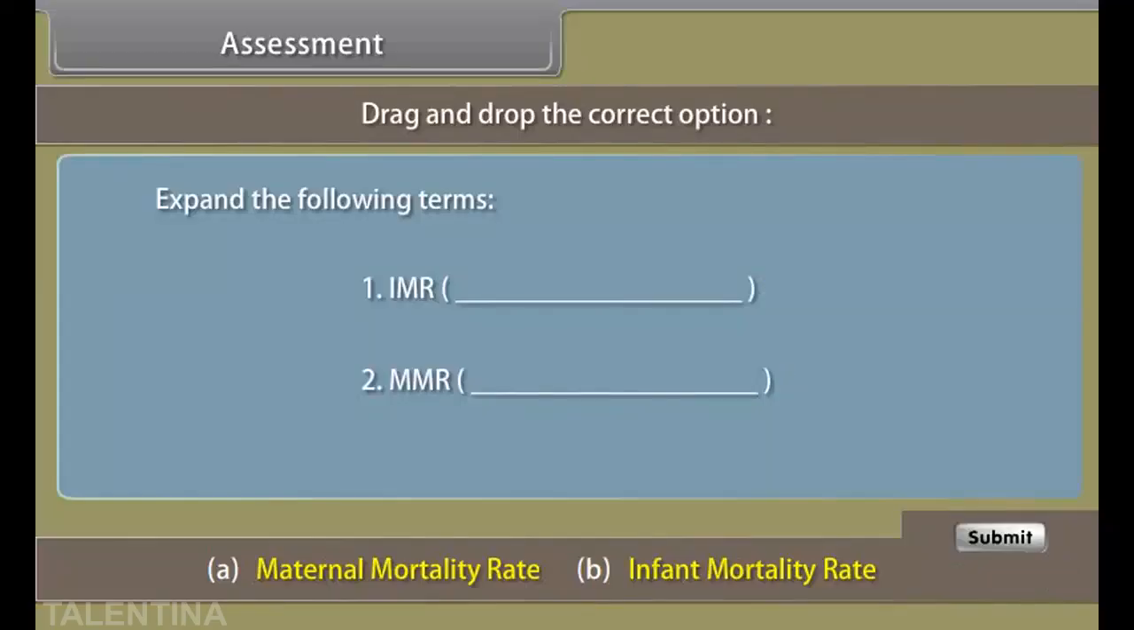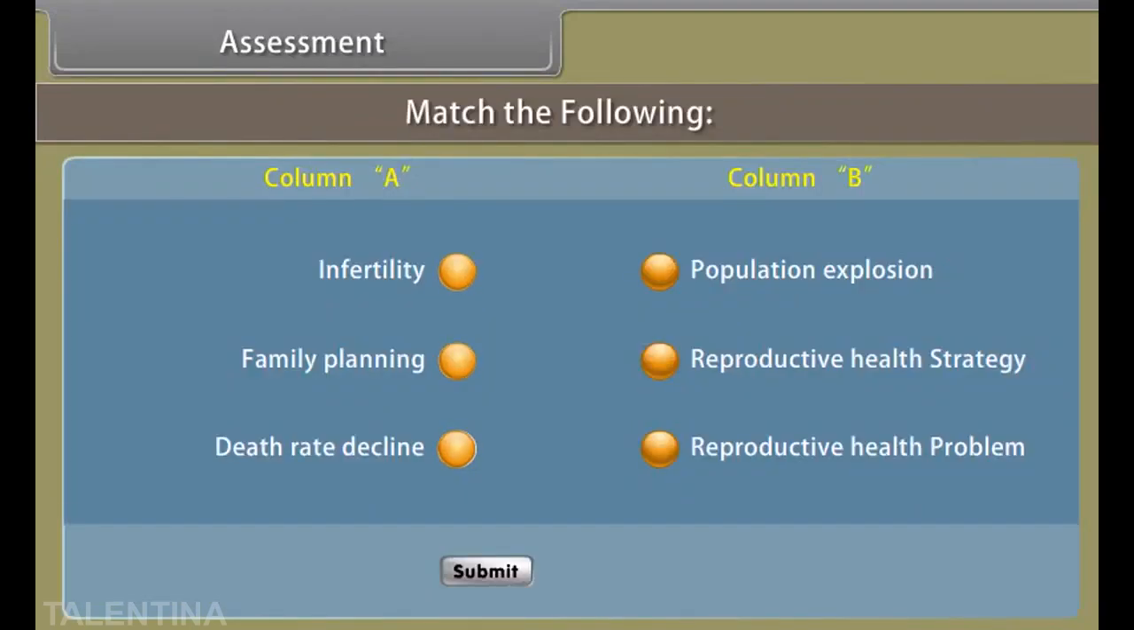Assessment. Before proceeding further, let us know how much you have learnt. Drag and drop the correct option. Assessment. Before proceeding further, let us know how much you have learnt. Match the following.